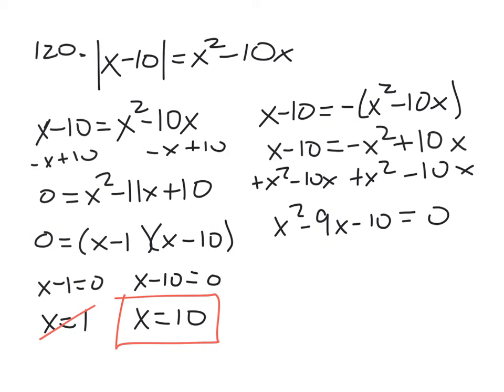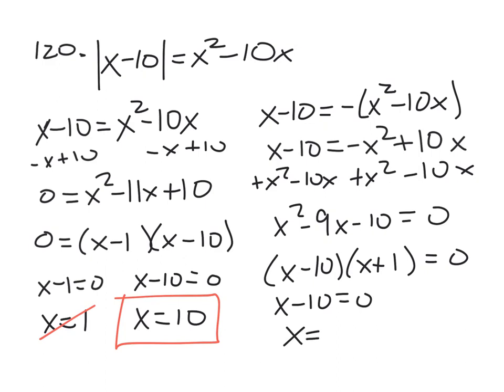All right, now what? Negative 9. So you can always do the quadratic formula, but factors of negative 10 that add to give you negative 9: 1 and negative 10, thank you. So then we have x minus 10 equals 0, so x equals 10. We already knew that one, so we don't have to check that again. x plus 1 equals 0, so x equals negative 1.